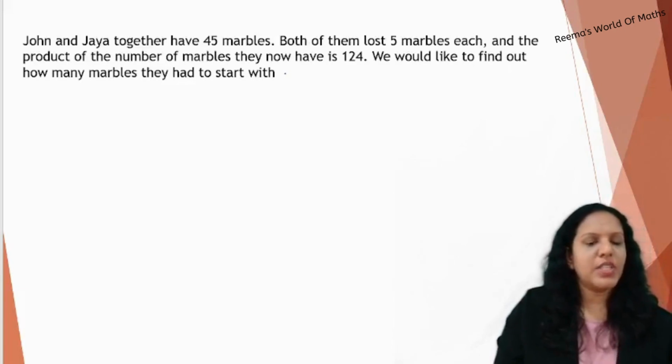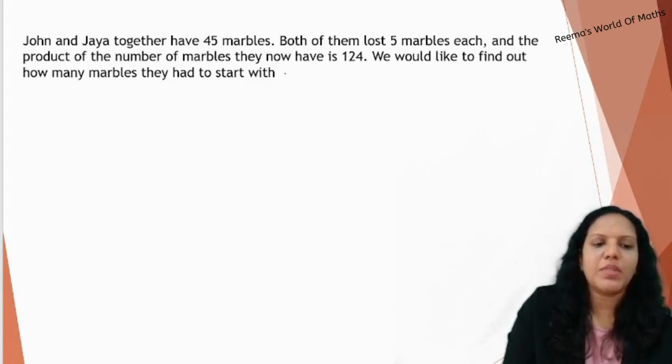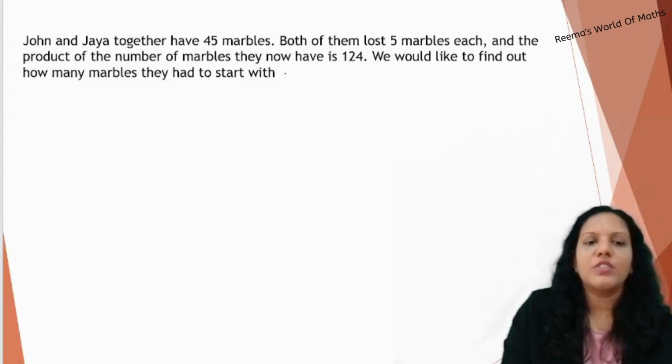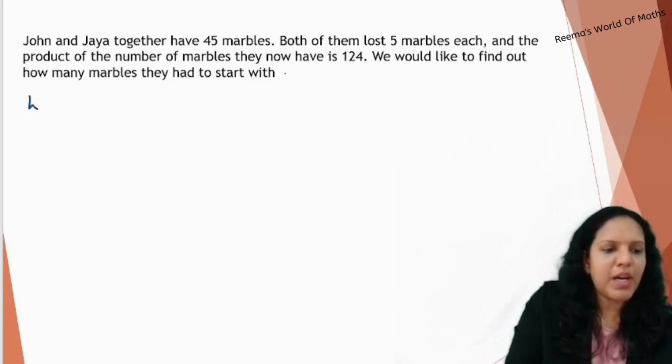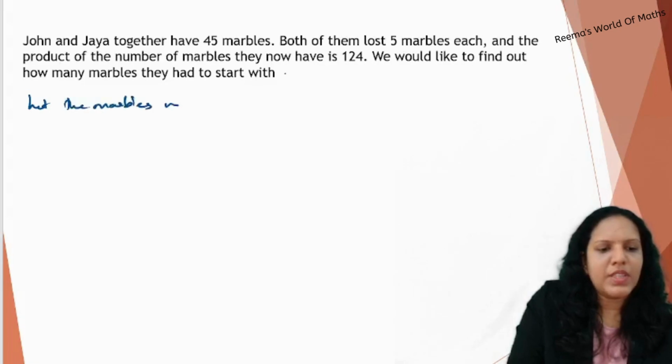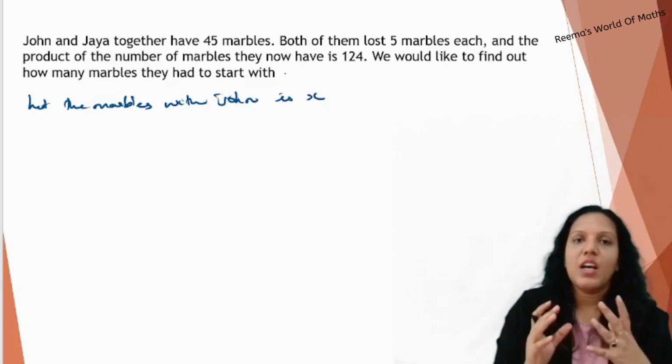John and Jaya together have 45 marbles. Both of them lost 5 marbles each, and the product of the number of marbles they now have is 124. We would like to find out how many marbles they had to start with. Now let's frame a quadratic equation from the given situation. Firstly, let the marbles with John be x.